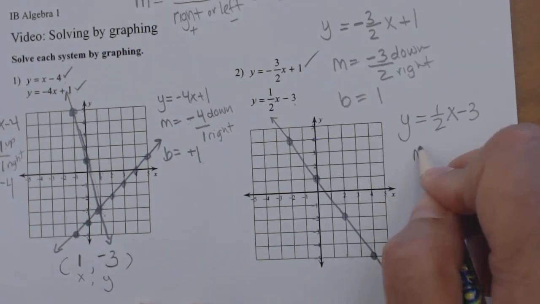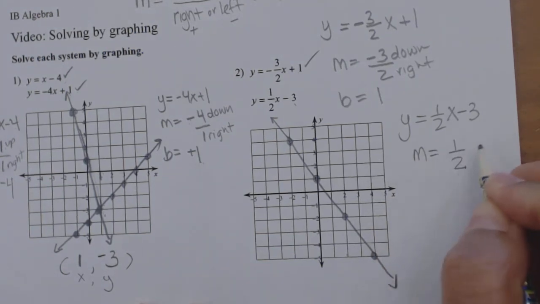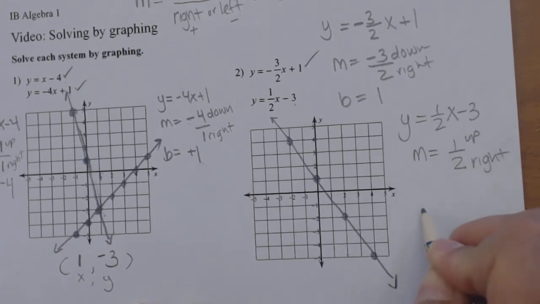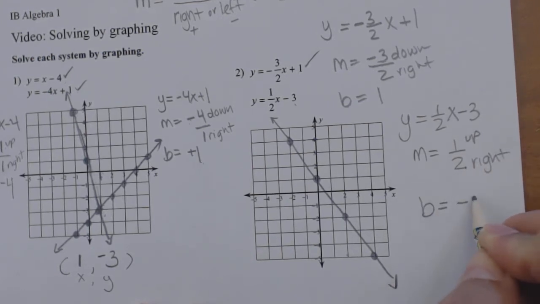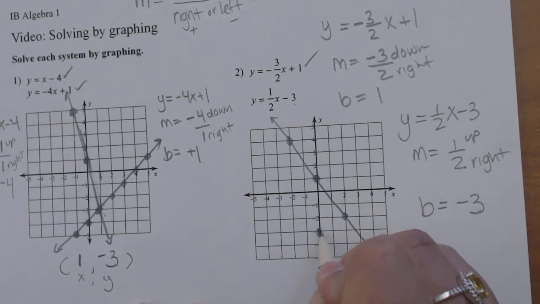Then I'm going to write down my slope, which is 1/2. This is saying up, there's no negative. This is saying right, there's no negative. My b, which is my start point, is minus 3, so I'm going to take that as a negative 3. So that's where I'm going to go first. I'm going to go to negative 3.